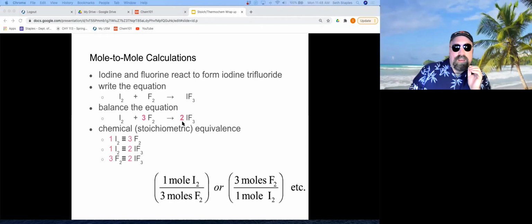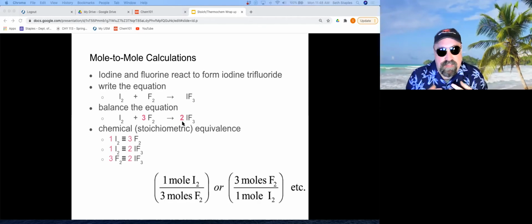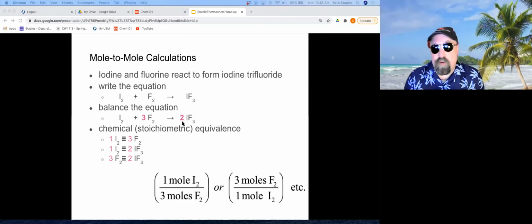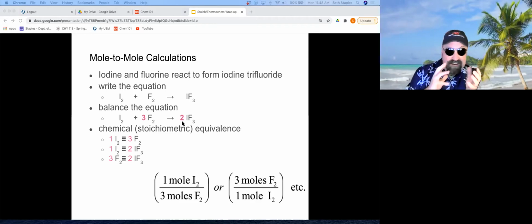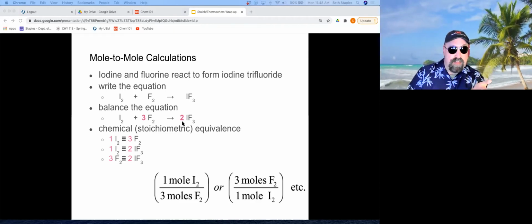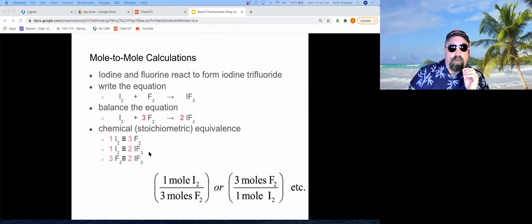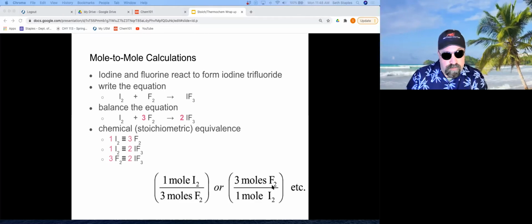And then we can express that stoichiometric ratio, just like in any conversion factor, however we need to in order for everything to cancel out the way that things need to cancel out. And so for the first one, we can either think of this as 1 mole of I2 to every 3 moles of F2, or 3 moles of F2 to 1 mole of I2, and so forth.